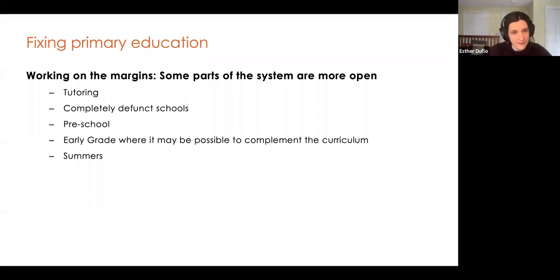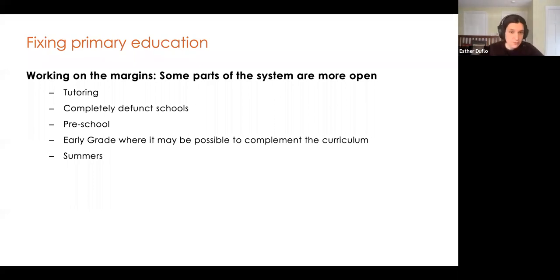So the tutoring sessions are where, for example, you could have computers that teach kids better. This is what was tried with the MindSpark program. Another margin is completely different schools. So in India, in Uttar Pradesh, schools don't teach anything. But on the other hand, the good thing is they are happy to be replaced by anybody. So that creates a margin.